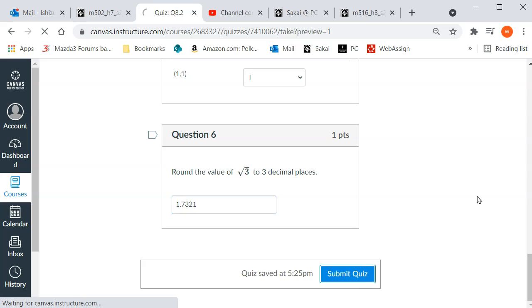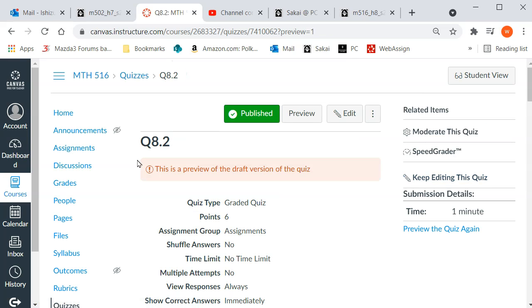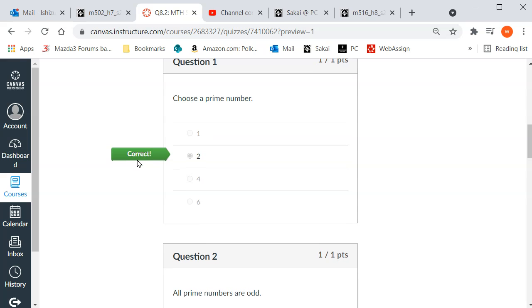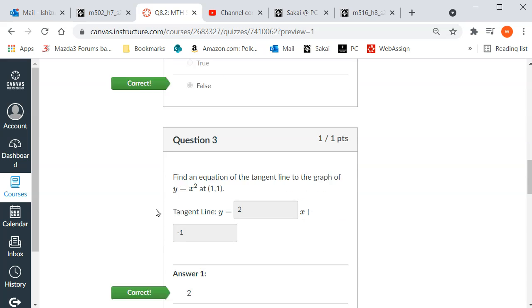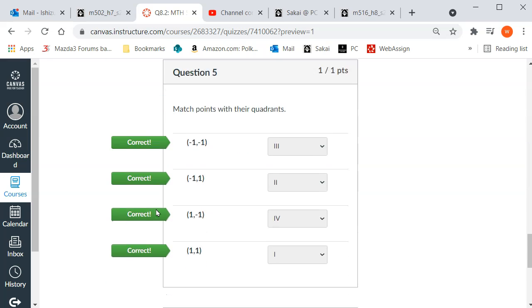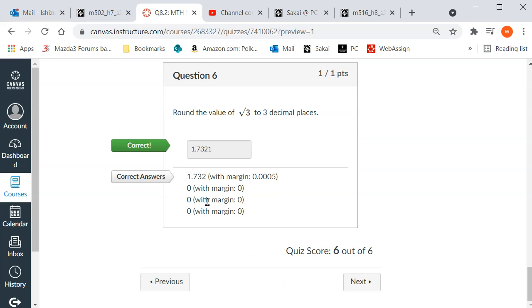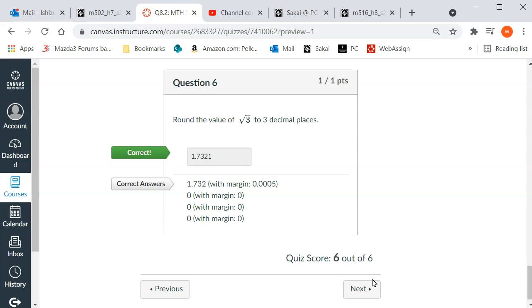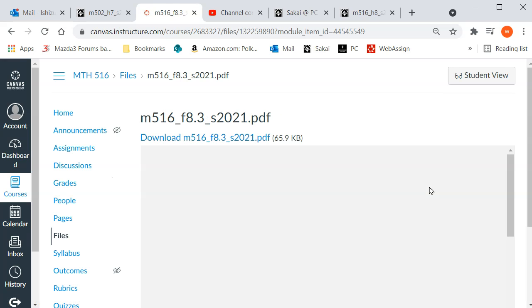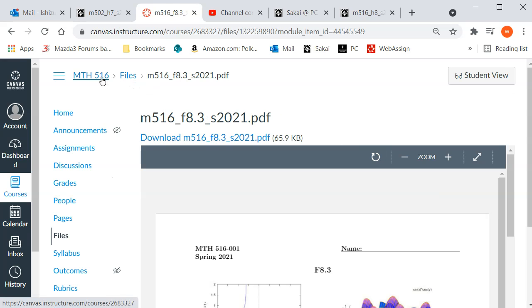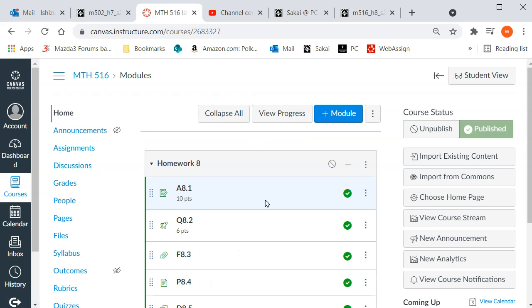Submit the quiz. It tells you I got the correct answer there, correct answer there, correct answer there, and correct answer there, and the correct answer there. So that's pretty much it. That's it. I hope that this was clear.